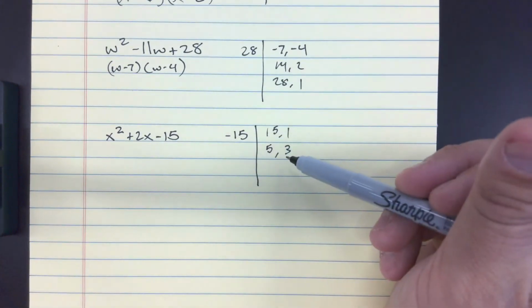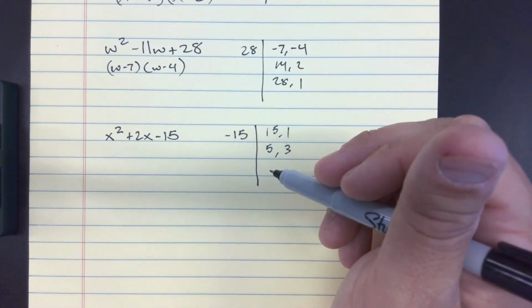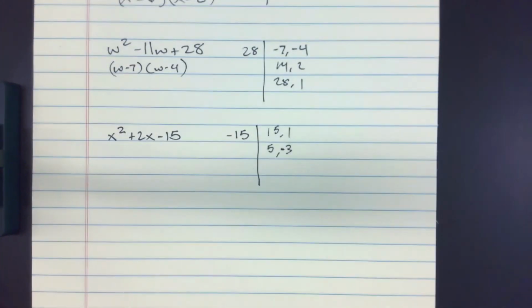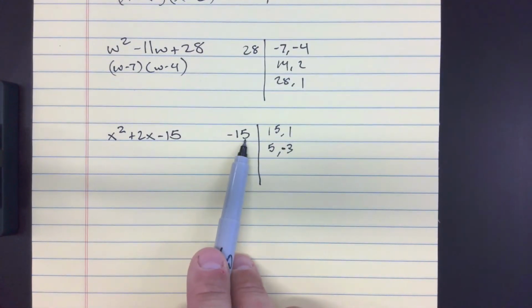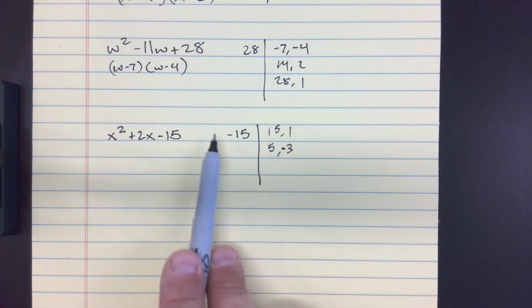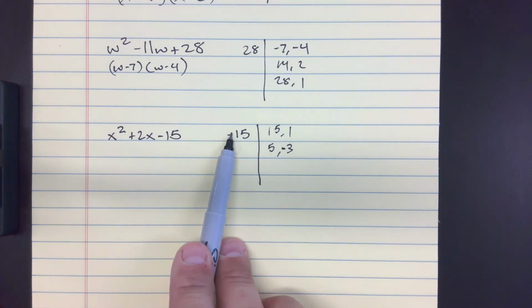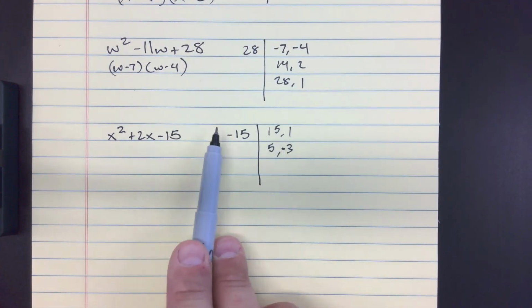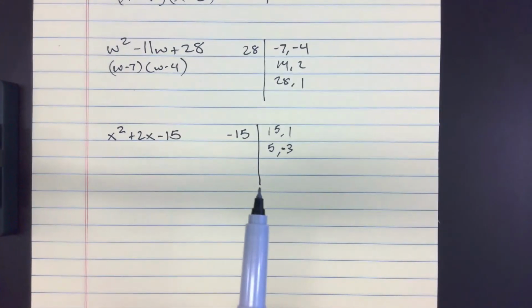So 5 and 3 can get to 2, but how can they get to 2? Because negative. Okay, but which one? 3. Why is it 3? Because negative 3 plus 5 is 2. Okay, because look, one of them has to be negative. One of these numbers has to be negative if C is negative, because you have to be able to multiply them together to get a negative.